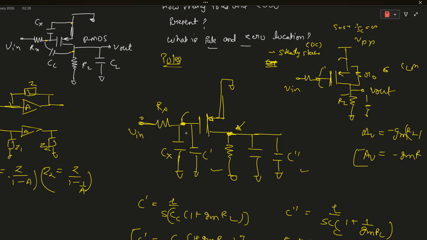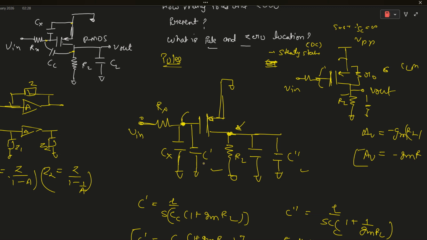In these kinds of circuits with a MOSFET, when we have to find the poles, always consider the node where resistance and capacitance are present. At one node there is one resistance and some capacitance, and at this node there is one resistance and some capacitance. This is Rn. So the number of nodes represents the number of poles. If there are two nodes, there are two poles, and if there are three nodes, there are three poles.